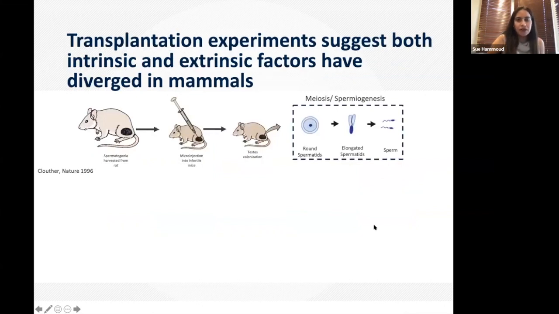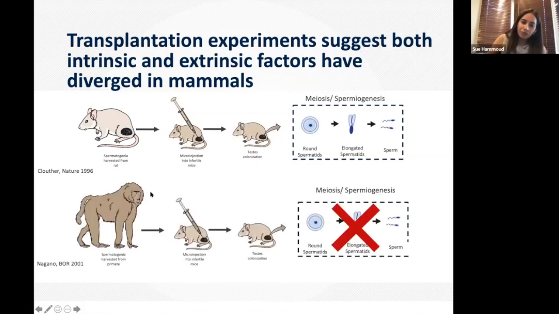What we also know is that both intrinsic and extrinsic factors have varied across evolutionary time that govern this differentiation process. What really shed light on this were cross-species transplantation experiments, in which spermatogonial stem cells were isolated from rat testes and transplanted into the mouse testes. What was really surprising at the time is that although you're bringing rat spermatogonia into mouse, they could complete spermatogenesis and make mature sperm, and these mature sperm are actually fertile.